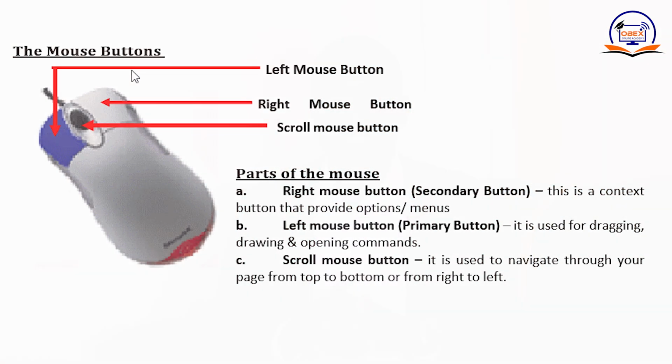The mouse has 3 buttons. It has the left button, which is the primary button. It has the right button, which is the secondary button. And then it has a wheel that we call the scroll button. So we'll talk about the functions of the left button of your mouse.